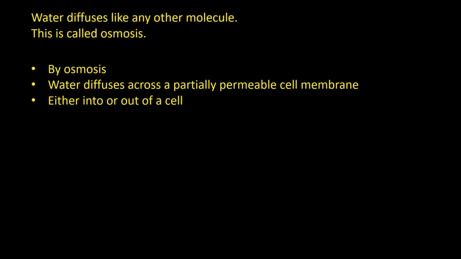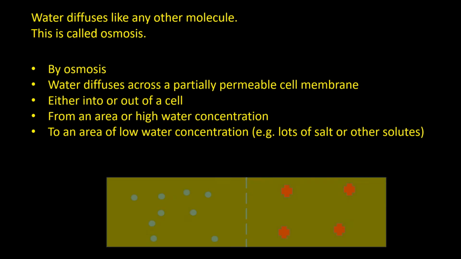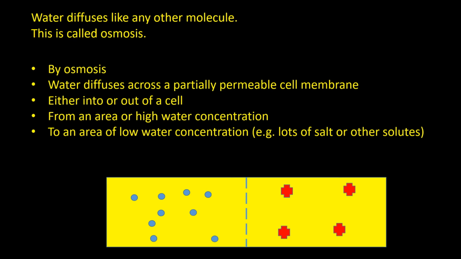And then we should always state the direction of the water, either into or out of a cell. And then we describe how it's managed to do that. And just like diffusion, it comes from an area of high water concentration to an area of low concentration. And that low concentration could be because the water is actually containing a lot of salts or other dissolved substances. So for example, let's look at this diagram here.